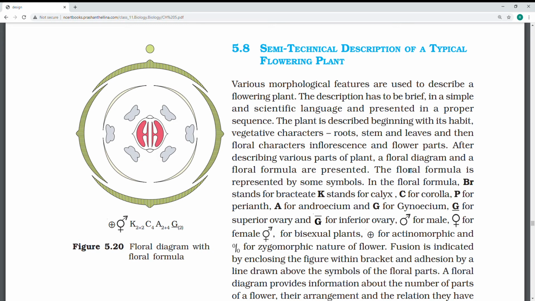Hello students, the last part of the morphology of the flowering plants is the semi-technical description of a typical flowering plant: the arrangement of the floral parts, which are calyx, corolla, androecium, gynoecium, how we have to write all these in formula way, the description of the parts, and how to draw the diagram.